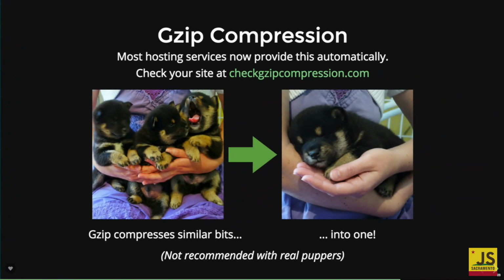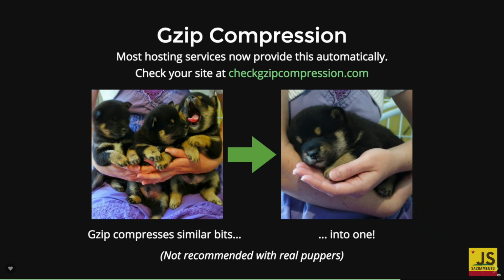So one of the things is gzip compression. Most hosting services now will provide this automatically. You can check your site at checkgzipcompression.com. That's pretty tough to remember. It'll tell you just yes or no whether you've got gzip compression running on your site. And that's my little photo illustration of it. That is how gzip works: it looks for similar bits and basically deduplicates them and says, OK, there are multiples of this, just use it again and again. But I don't recommend you actually do it with documents.